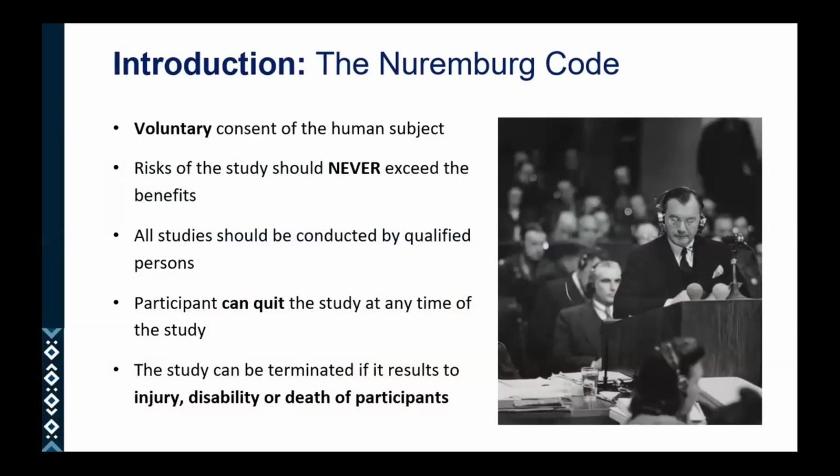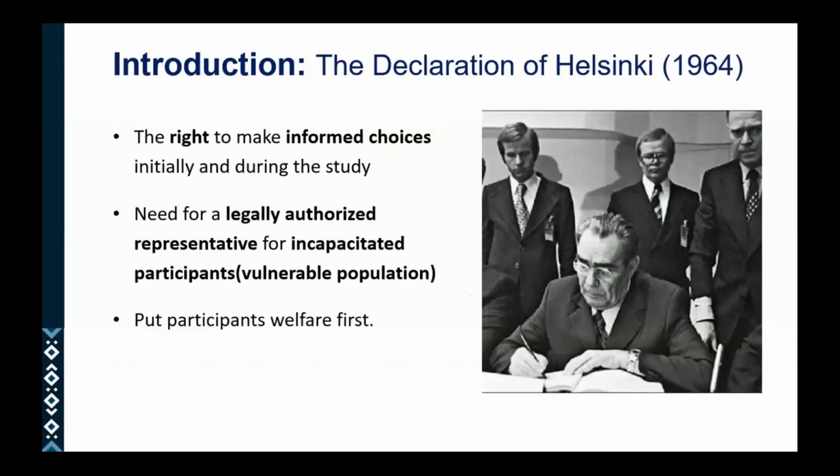So the Nuremberg Code, established after World War II as a response to the unethical medical experiments conducted by the Nazi doctors, outlined principles as follows. Voluntary participation: the consent of the human subject should be voluntary. The risk of the study should never exceed the benefits. All studies should be conducted by qualified persons. Participants can quit the study at any time, and the study can be terminated if it results in injury, disability, or death of participants.